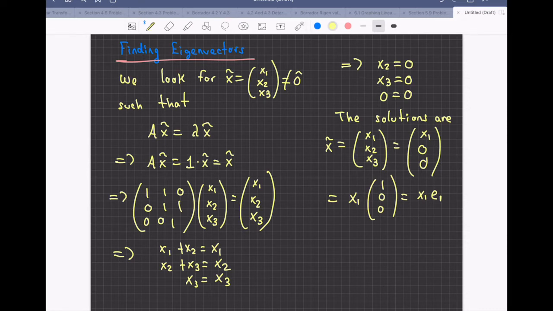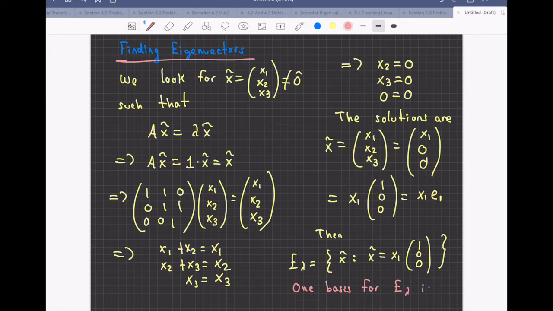So what is the dimension of the subspace? Since it has only one linearly independent vector, E lambda is the subspace of all the x such that x is equal to x1 times 1, 0, 0. One basis for E lambda is precisely e1, 1, 0, 0. So the dimension for this subspace is 1.